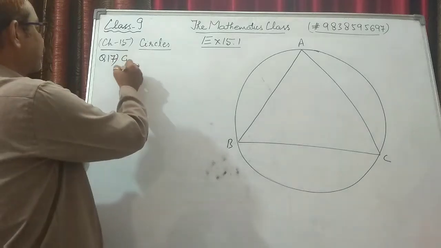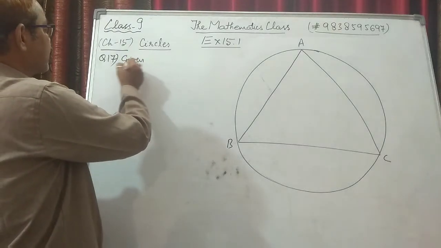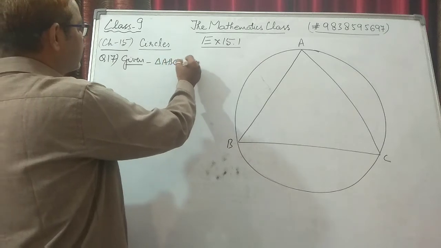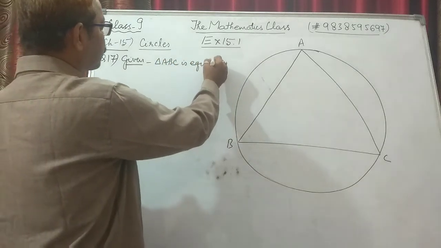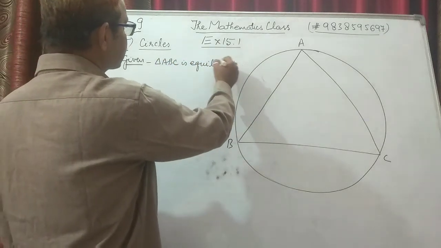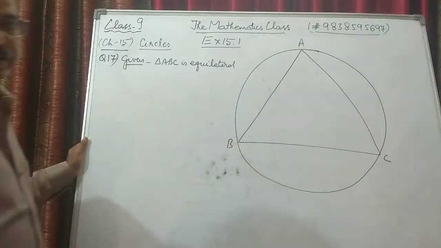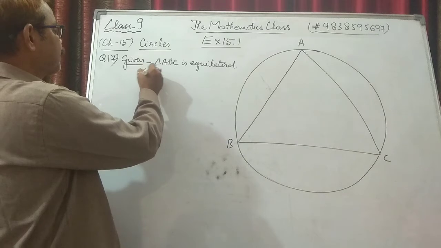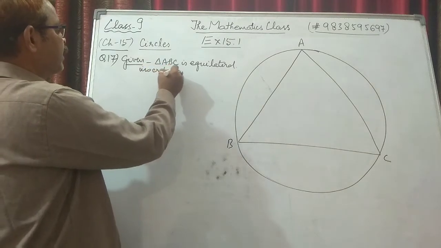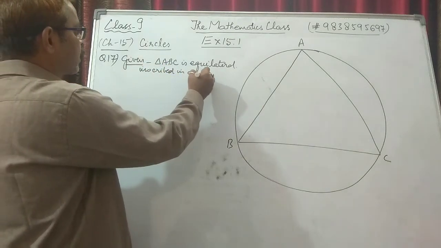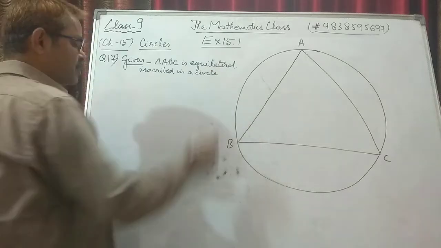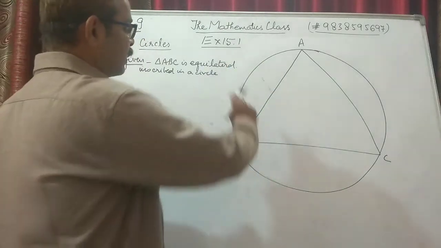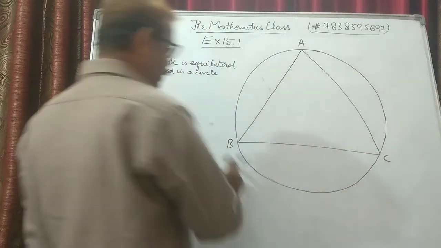What is given? Given is triangle ABC is equilateral, or you can say ABC is an equilateral triangle inscribed in a circle, or circumscribed by a circle. There is a triangle, this is an equilateral triangle, and that is inside a circle.